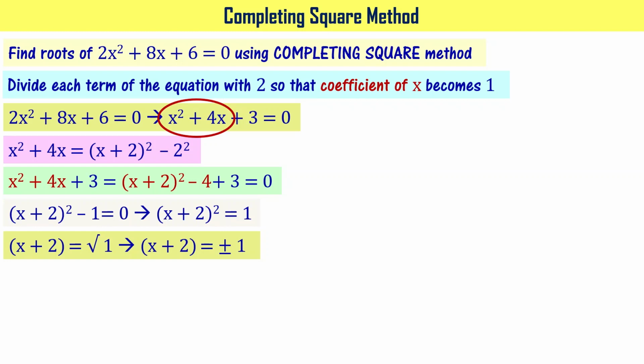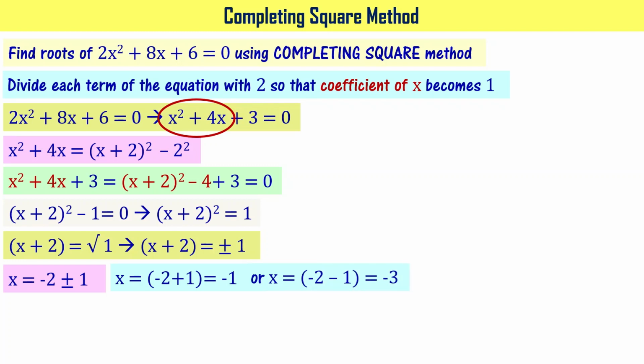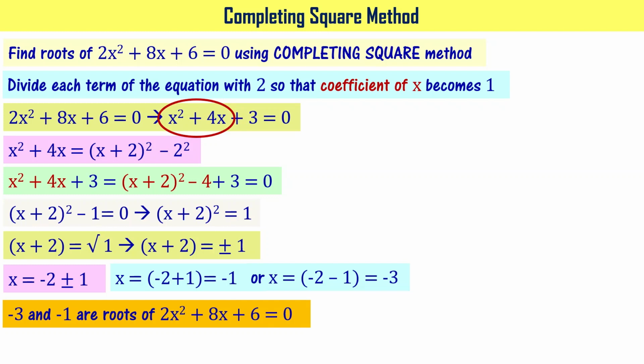So now you rearrange this particular equation so that you can write it as x equal to minus 2 plus or minus 1. It means x equal to minus 1 is one option, and the other option is x equal to minus 3, right? Now I can say that minus 3 and minus 1 are roots of x square plus 4x plus 3 equal to 0. Please take a note of this method.